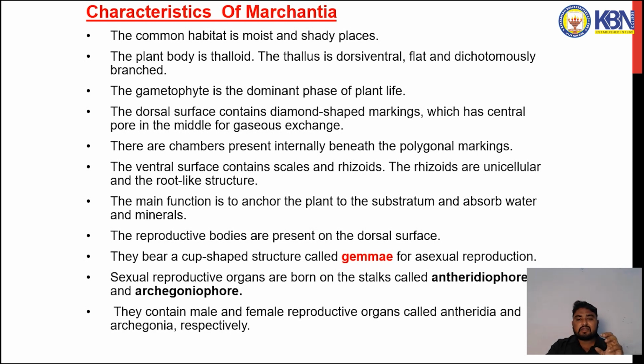The ventral surface contains scales and rhizoids. The rhizoids are unicellular, root-like structures. Their main function is to anchor the plant to the substratum and absorb water and minerals. The reproductive bodies are present on the dorsal surface. They bear a cup-shaped structure called the gemma cup for asexual reproduction. The sexual reproductive organs are borne on stalks called antheridiophore and archegoniophore. They contain the male and female reproductive organs, called antheridia and archegonia respectively.